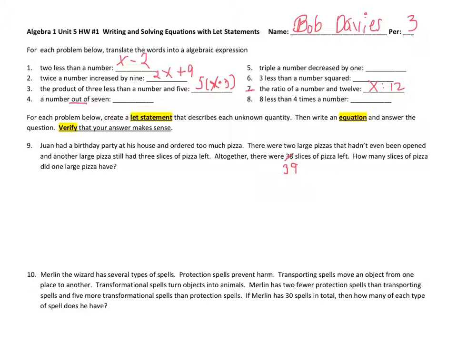So we have to do a let statement. It says right here, create a let statement, and then write an equation. So we're going to let x equal 1 large pizza in slices. And so we know that we have 2 large pizzas, so we have 2x, and we also know that we have 3 pieces in addition to that, so plus 3 equals 39.